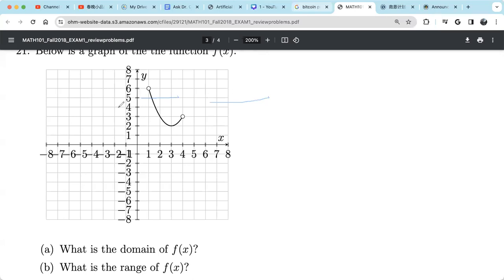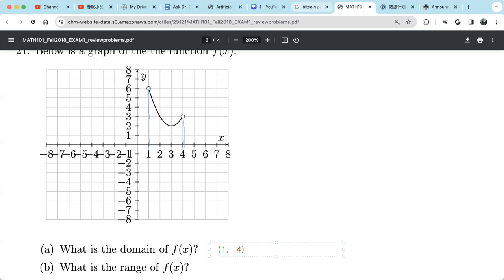So for the domain of the function, we look from left to right. The leftmost point is this point, right? The domain means the x value. And the rightmost point is this point. So we drop down to the x-axis, and we see the x value goes from 1 up to 4, not including 1, not including 4, because of the open circle.